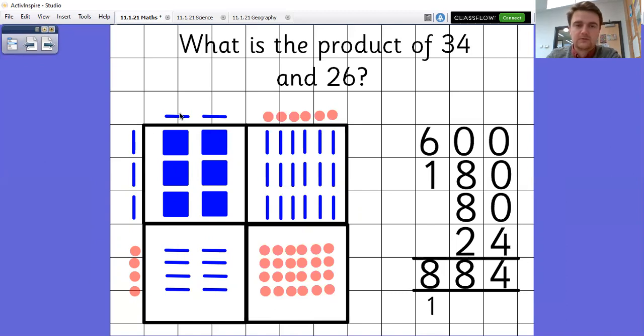Now we know that when we multiply 10 by 10, we get 100. So that's how we end up with 600s here, because I've got 10 times 10 there, 10 times 10 there, 10 times 10 there, 10 times 10 there, 10 times 10 there, and 10 times 10 there. Here I've got 6 lots of 30, so I can see 1, 2, 3, 4, 5, 6 lots of 30, and then down here I've got my 6 lots of 4 to make 24.